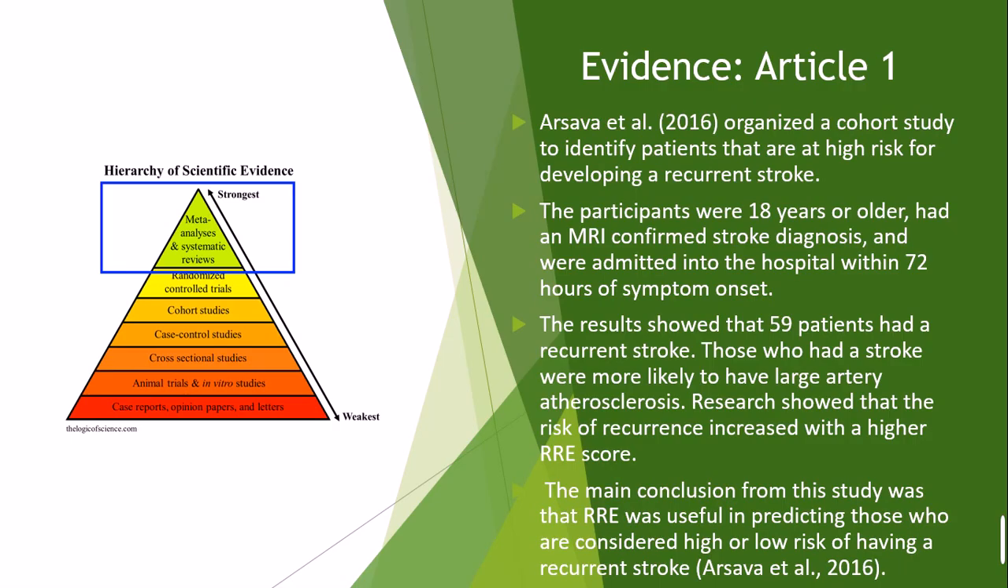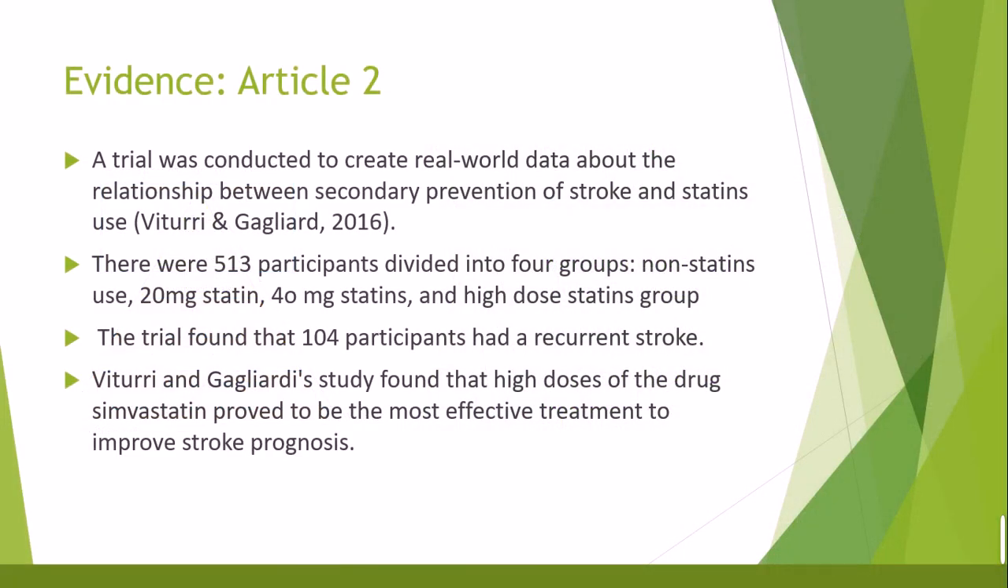Evidence 2 is an article by Verturi and Gagalard in 2016. They conducted a trial to create real-world data about relationships between secondary prevention of stroke and statin use. And the conclusion of the study found that high doses of the drug simvastatin proved to be the most effective treatment to improve stroke prognosis.